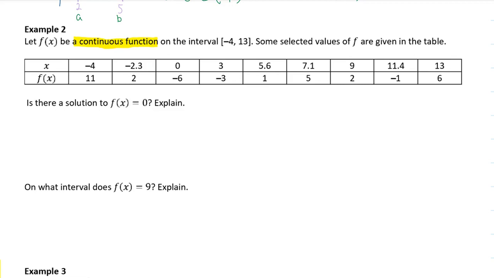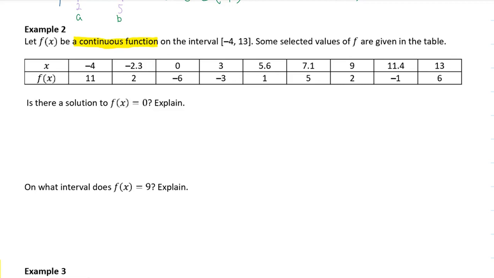Not every value, obviously. First question says, is there a solution to f of x equals 0? Well, if I look at my table, it goes from 11 to 2 to -6. Now, when I went from 11 to 2, did my graph necessarily hit 0 in that interval? No. Could it have hit 0? Yes, it could have. Did it have to hit 0? Absolutely not. I go to the next interval.